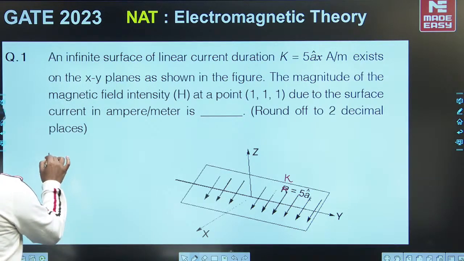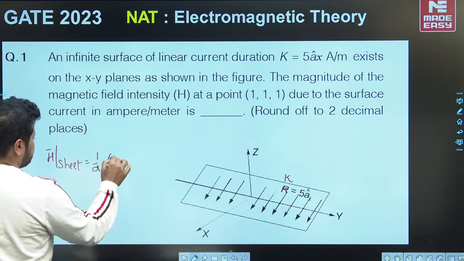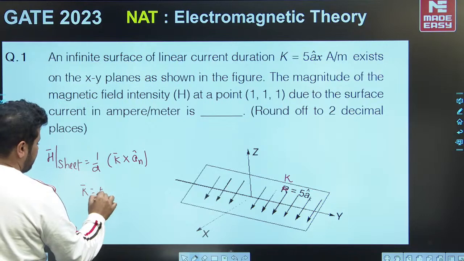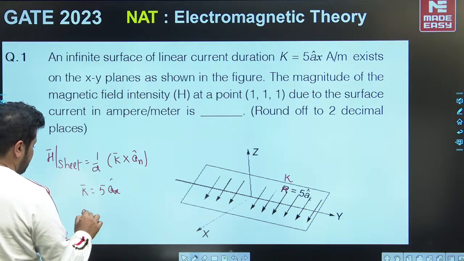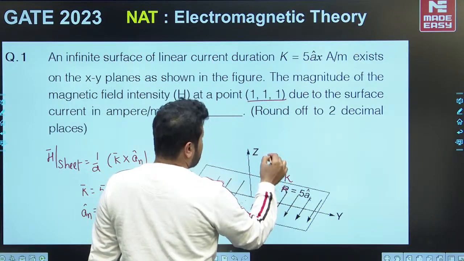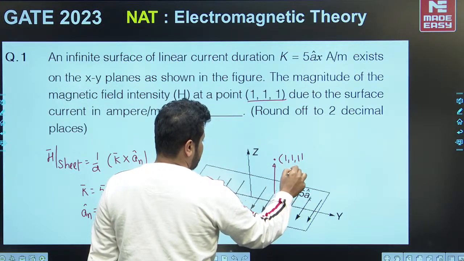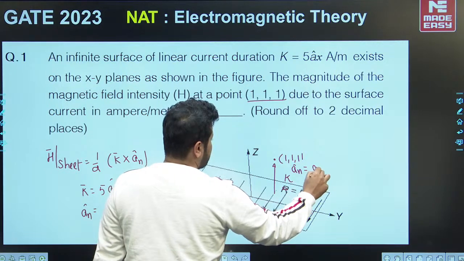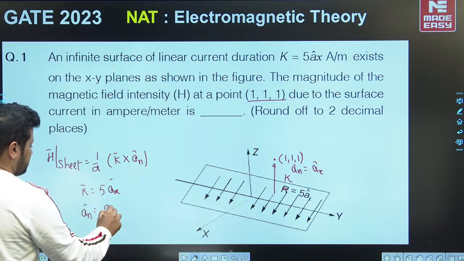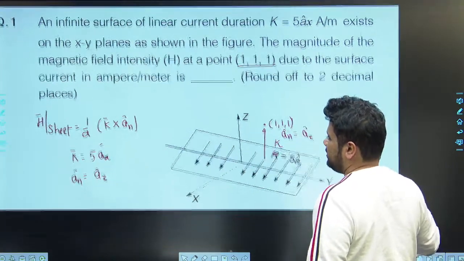What we know is that the magnetic field due to a sheet current is equal to half of K cross an, isn't it? Here the K vector is given as 5 ax. Let us see an cap. The point is (1, 1, 1). This is the normal vector an cap. In which direction is it? It is in the az direction, isn't it? So an is nothing but your az cap, correct?